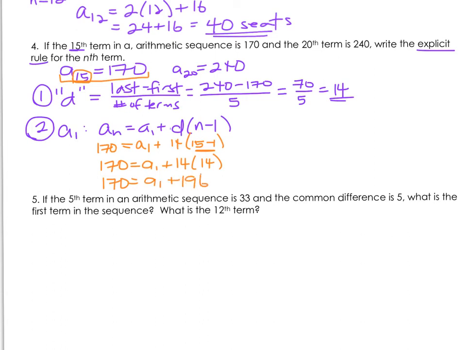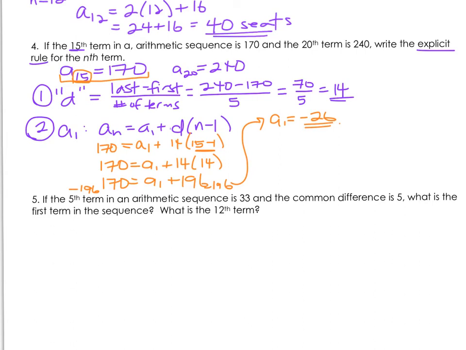How do we get a sub 1 by itself? I'm just going to subtract 196 on each side, and I totally ran out of room. We'll arrow that up and over here. 170 minus 196 means a sub 1 equals negative 26. In order to write an explicit formula for an arithmetic sequence, we need a sub 1 and d. And now we have both.